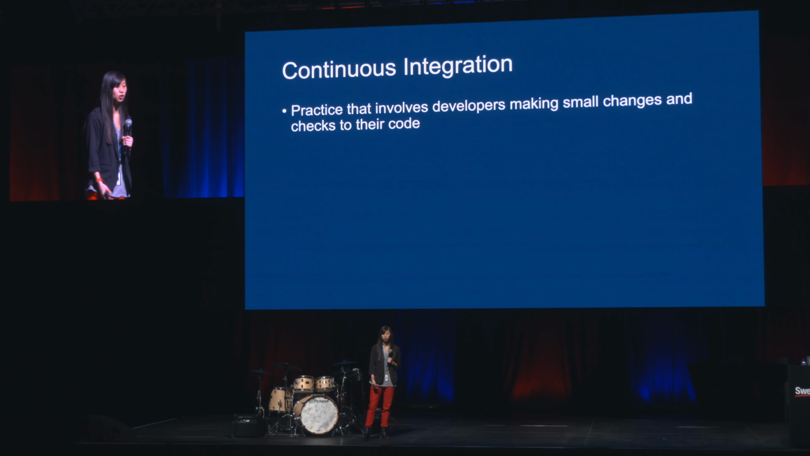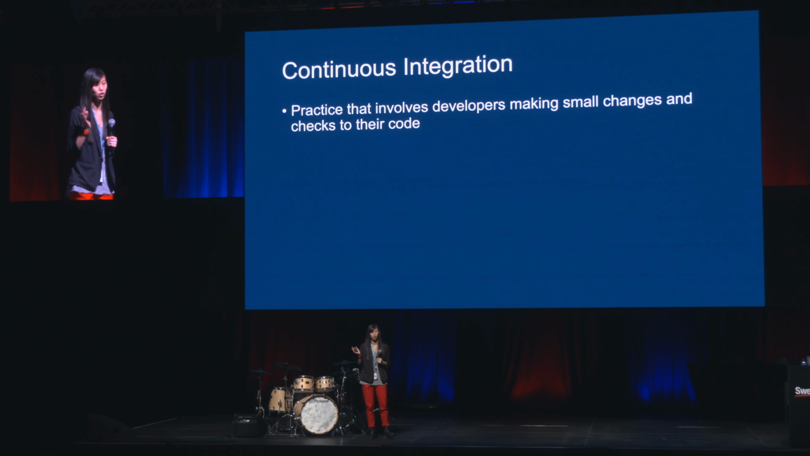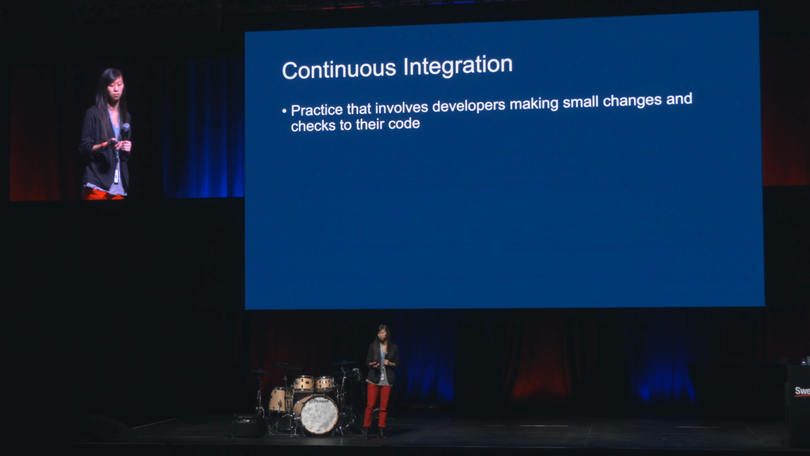So continuous integration is the practice that involves developers making small changes and checks to their code. So the small changes are the commits that you're making. You want to make very small commits, so at any point in time, you can always go back to that very specific point and figure out what happened. Because if you create a new commit and change like 1,000 lines of code, you're not going to know 6 months later what your thought process was or what you were doing. So making small commits helps to very incrementally go back and see.